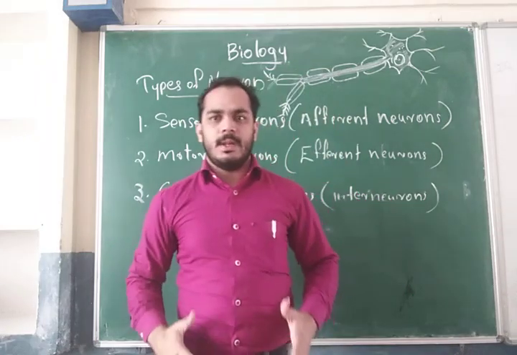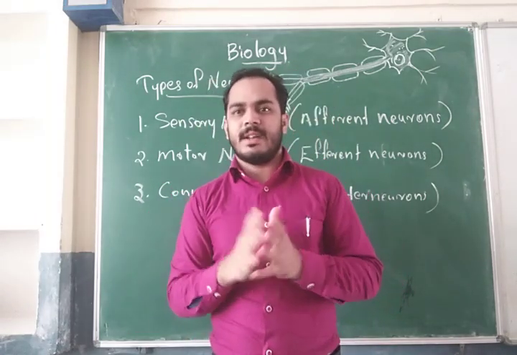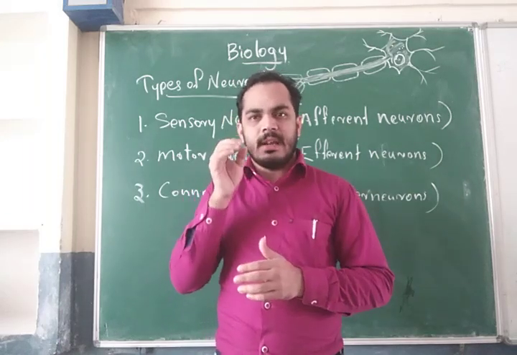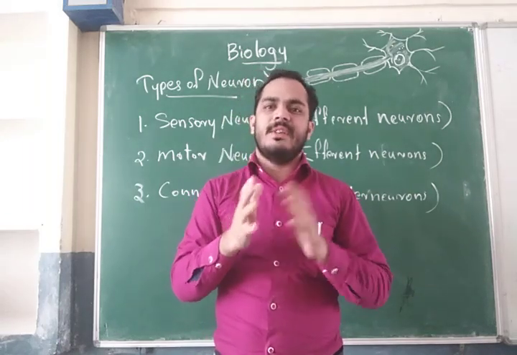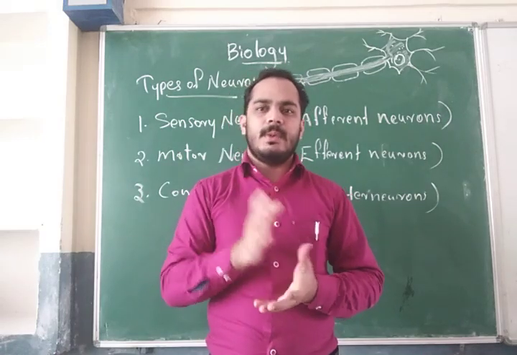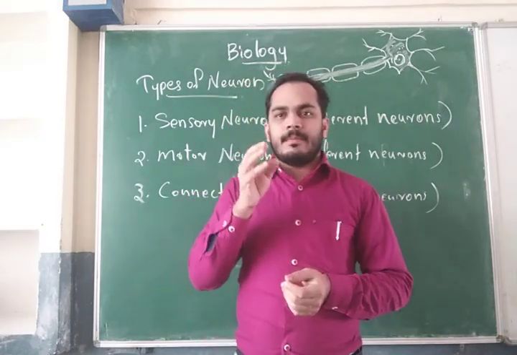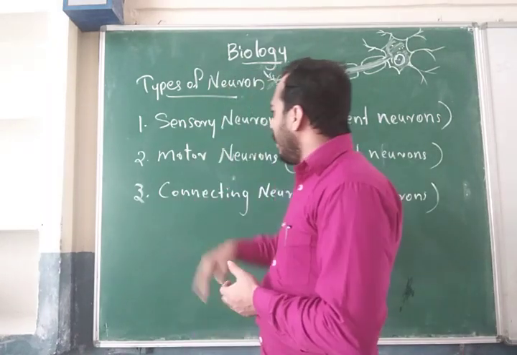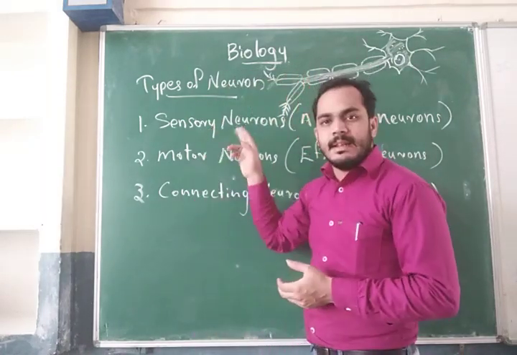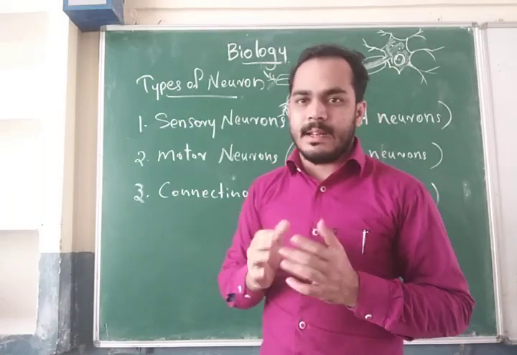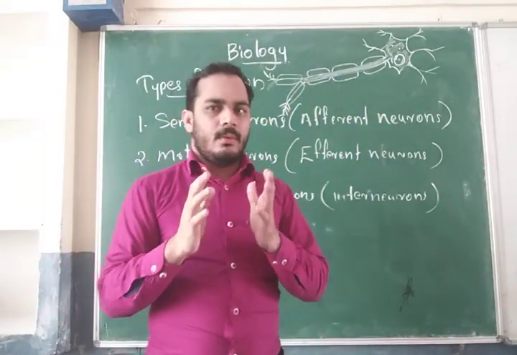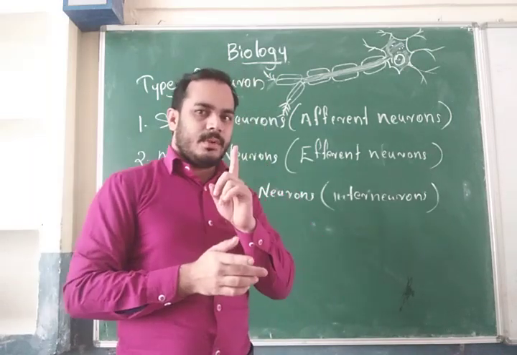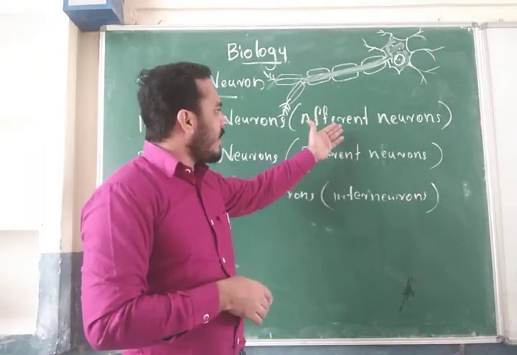All over the body, we see different types of neurons having different functions. Each neuron has a different function. According to this, the neurons are classified into three types. The first one, sensory neuron. That word itself gives an idea about that neuron.